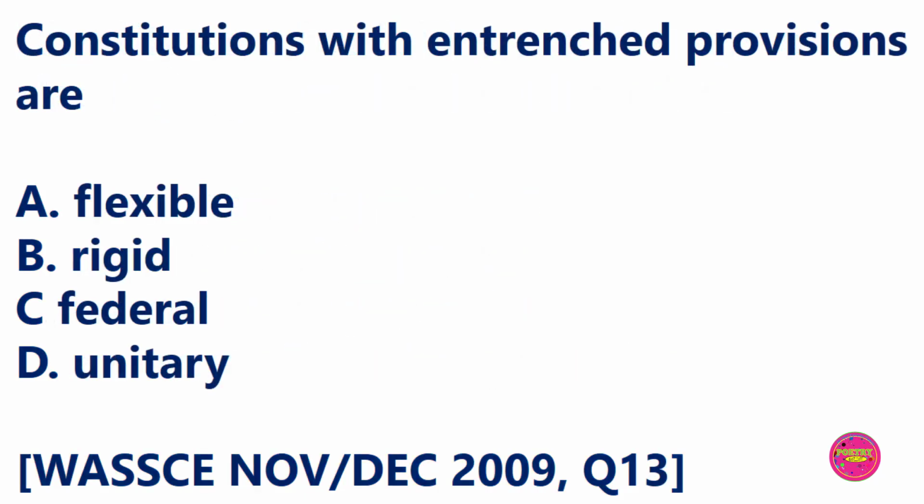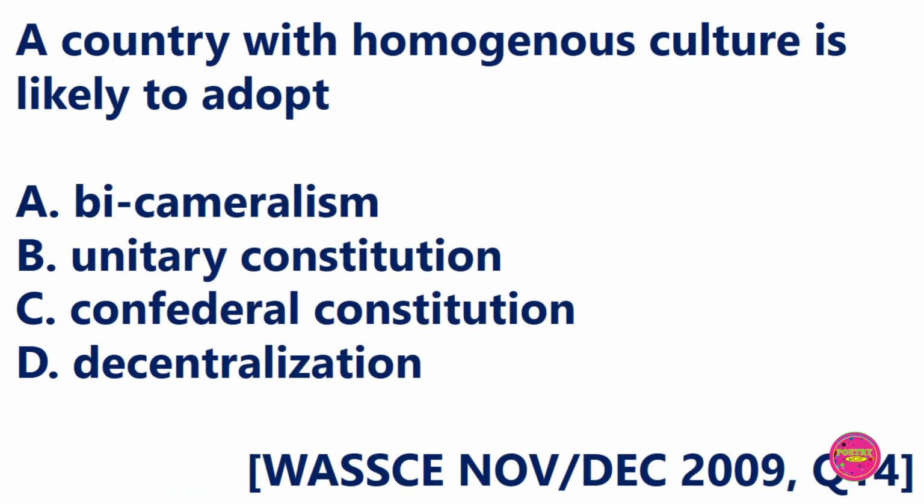Constitutions with entrenched provisions are A. Flexible, B. Rigid, C. Federal, D. Unitary. The correct answer to this question is B. Rigid.